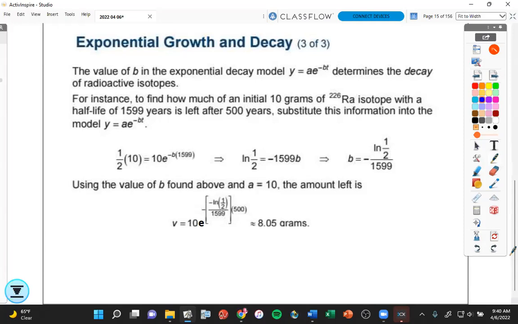Okay, so here we go. Y is the amount afterwards, so Y is going to be half of 10. The amount we start with, A, is 10. E to the negative B, we don't know what B is right now, we need to figure that out. We know time is 1,599 years. So we're plugging in 1/2 of 10.